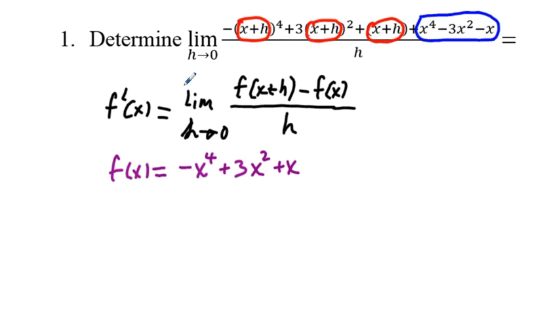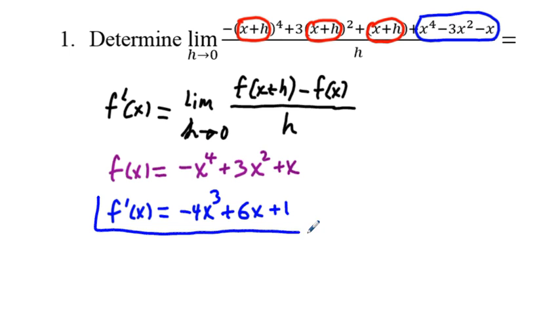And so to find f prime of x, we take the first derivative. So f prime of x is going to be negative 4x cubed plus 6x plus 1. This is going to be f prime of x. This is a basic definition of derivative problem. I am not going to let this go. Everyone needs to get this level of problem correct.